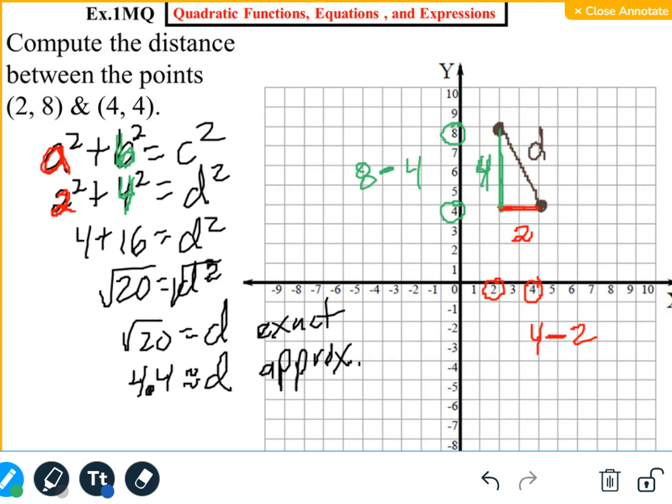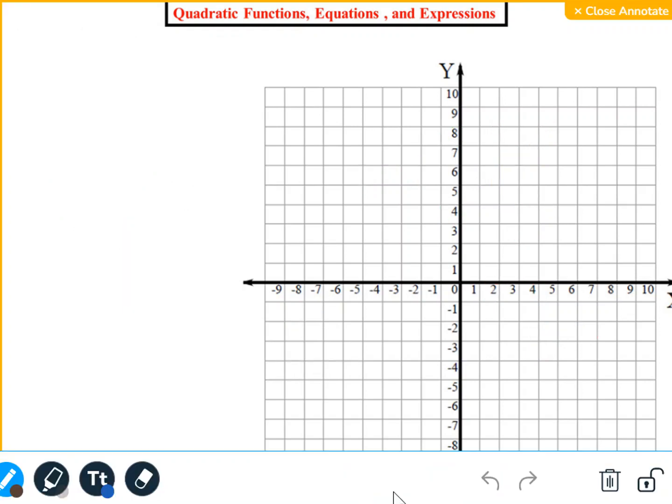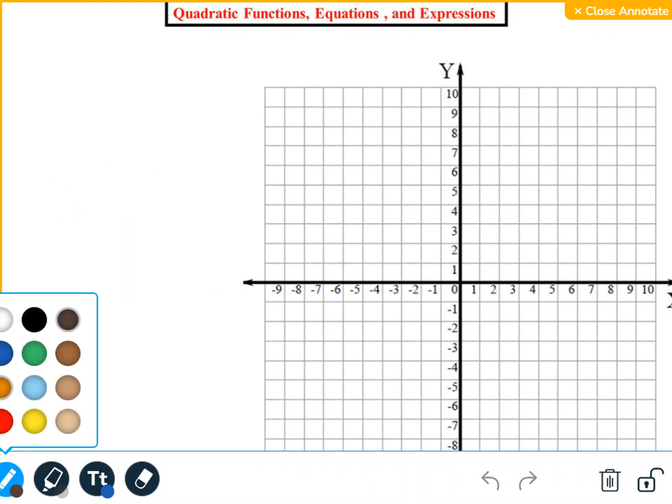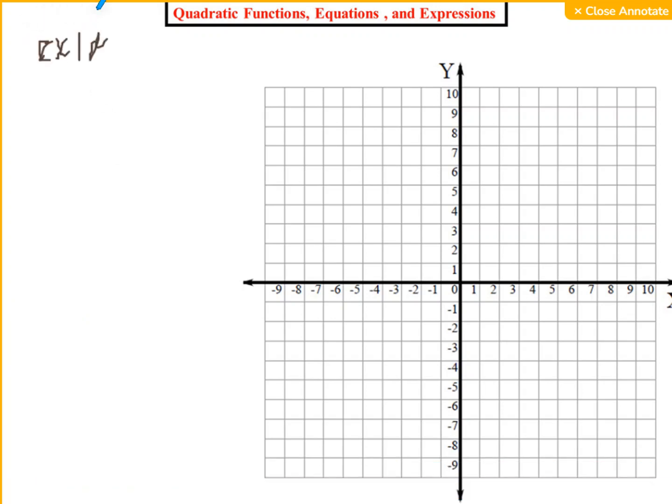All right? So, think we got it? Yes? All right. So, send me your notes. For this next one, you can use the same coordinate plane, so you don't have to make another one. But on the side, just write example 1.